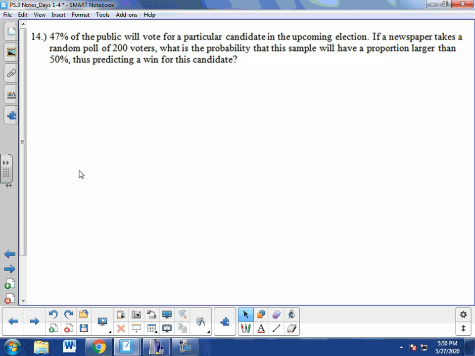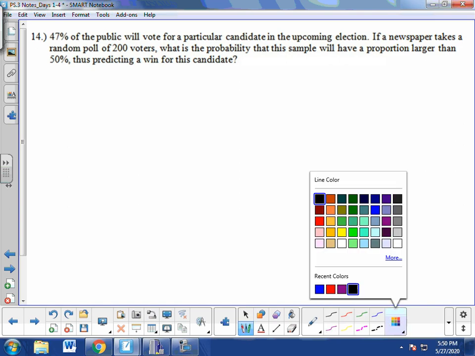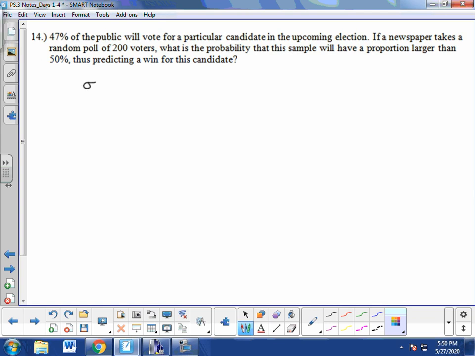It says if a newspaper takes a random poll of 200 voters, what is the probability that this sample will have a proportion larger than 50%, thus predicting a candidate that is going to lose to actually win? So again, it's an upcoming election, so they're not polling everybody. They're just going to poll 200 voters. And so the first thing that we're going to need to do is find the standard deviation here for this sample of the population or population proportion here. So the standard deviation for p hat.